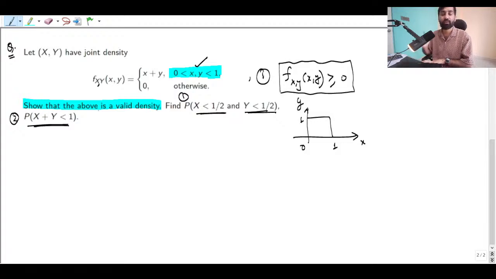X comma y. So inside this, as long as x is greater than 0 and y is greater than 0, your density function is always non-negative or positive, right? This is the first criterion that you have to fulfill in order to claim that the given density function is a valid density function. I think this is clear, right? This is the first check. The second check is this.